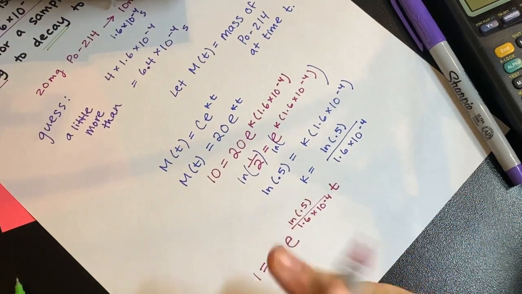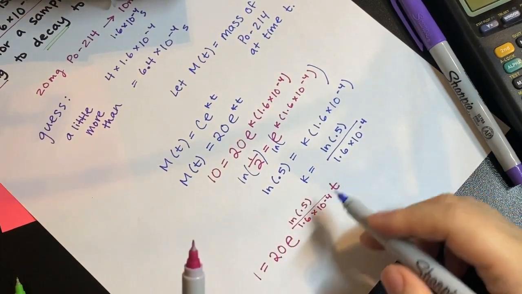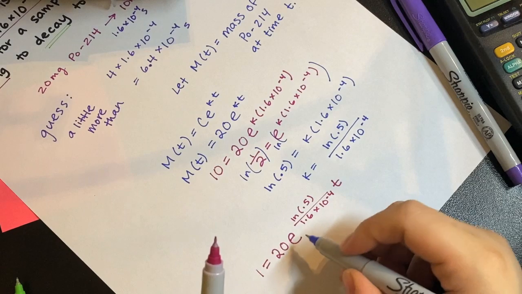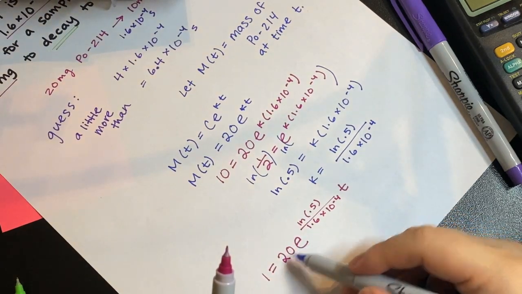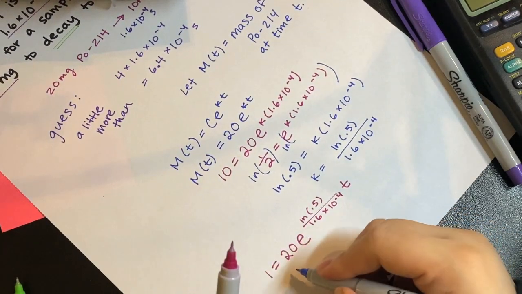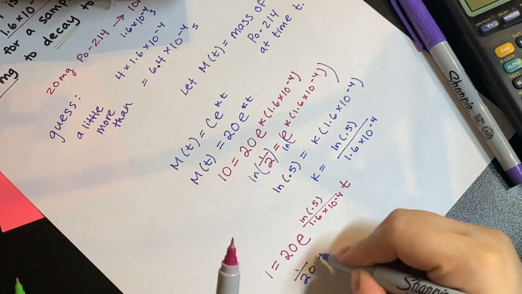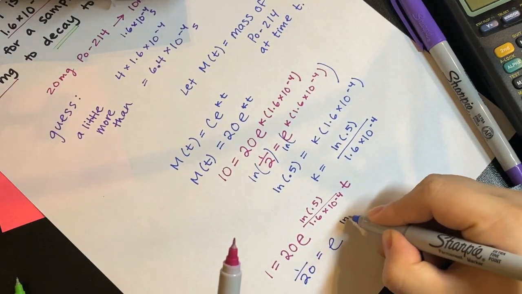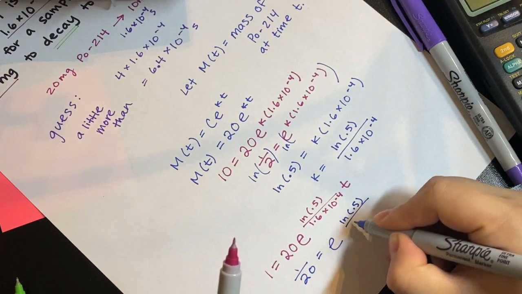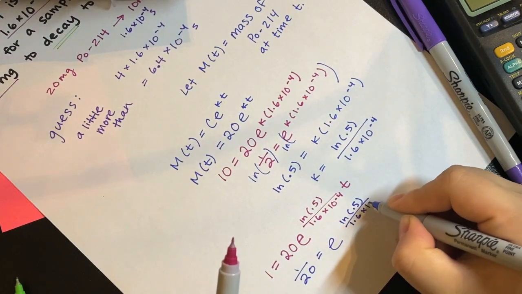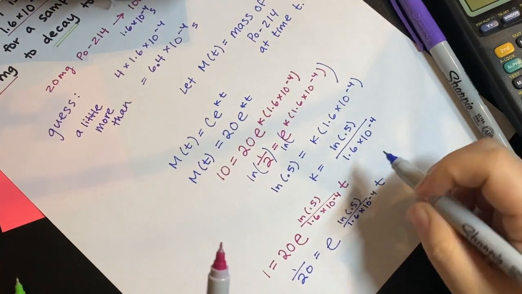So here we just solve for this value. We move the 20 over. And at this point, we know we're going to take the natural log on both sides, but I guess we can just write it out. So e to the ln of 0.5 over 1.6 times 10 to the negative 4 t.